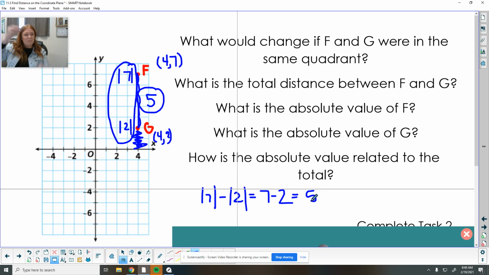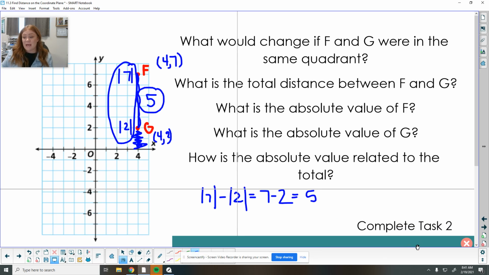So when they're in opposite quadrants, we want to add them together because we have this and this. Put it together. But when they're in the same quadrant, they are overlapping each other, and we want to take out that part to find that total. So go ahead and try task 2 and come back when you are ready to do task 3.